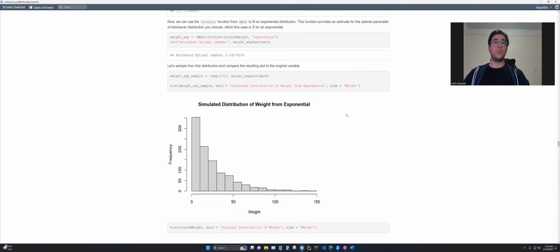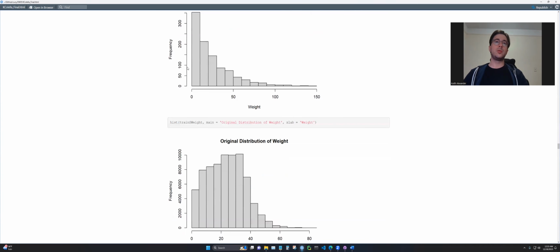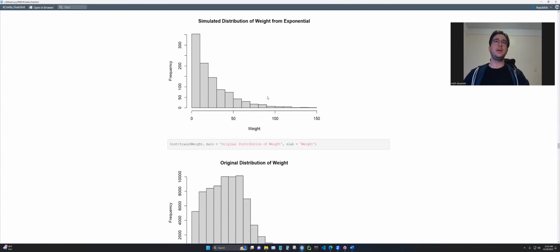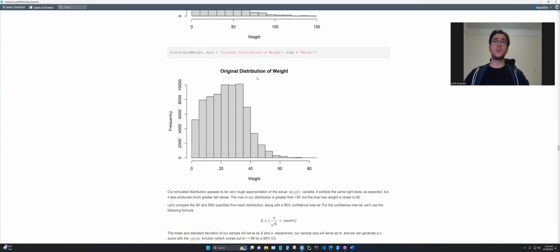We can then plug that in to a random sampling from an exponential distribution with 1,000 samples to generate a simulated representation of this weight variable. When we plot that against the original one, we do see some pretty significant differences. The overall shape is certainly different. And I think what's most significant is that the simulated version has some pretty extreme values out in the right tail, the max going out to roughly 150, whereas the original distribution's max value was less than 80.